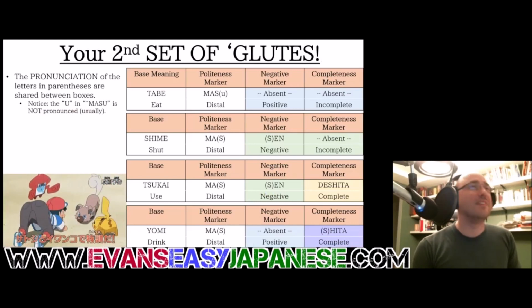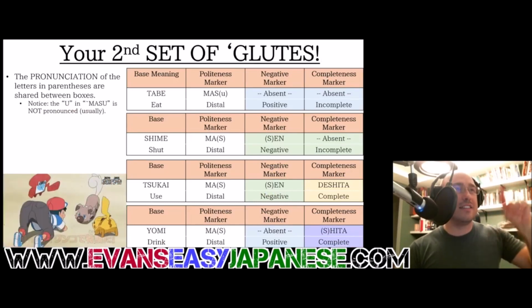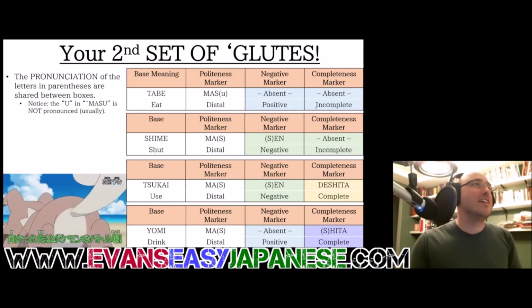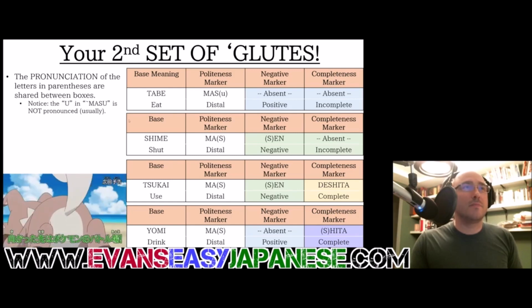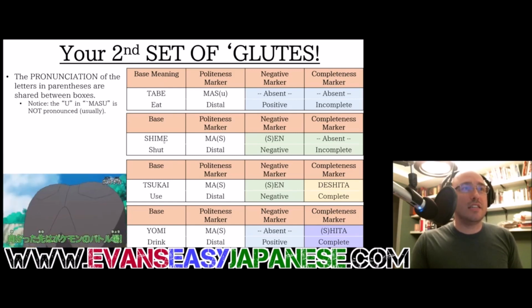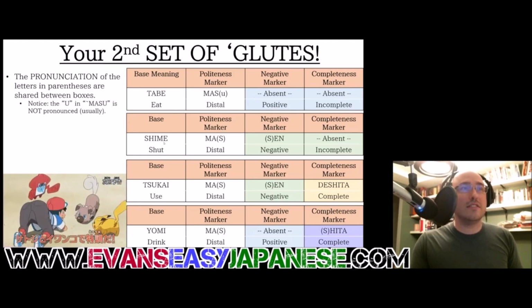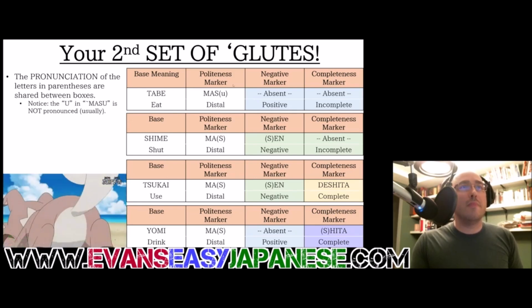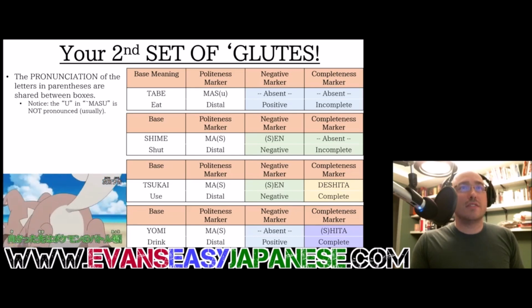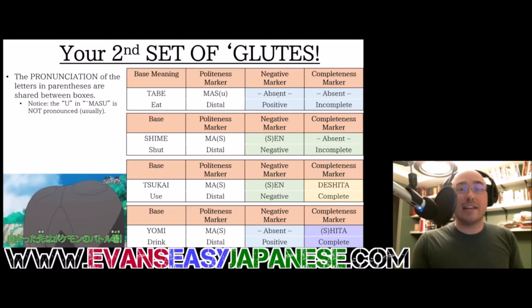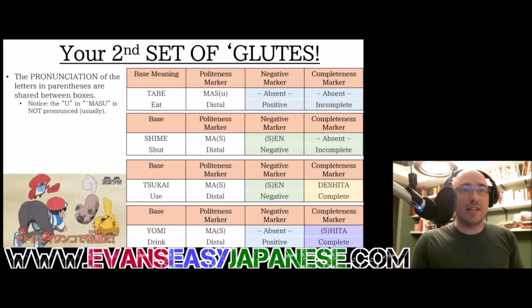There are some more butts. If that's too distracting, just pause it and look at this on your own. I'll try to get through this one fast. Notice that the pronunciation of letters in the parentheses are shared between the boxes or just not pronounced. So base meanings, we have tabe, shime, tsukai, and yomi. So eat, shut, use, and drink. We're making politeness markers. So mas, mas. Notice the u kind of isn't being pronounced here. Then the blue ones are going to be positive. So in this one, we're being positive, aka the negative marker is absent.